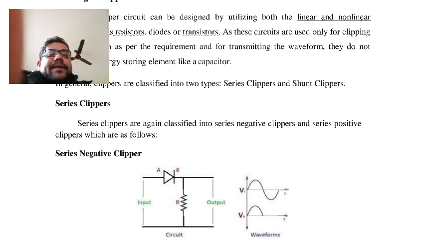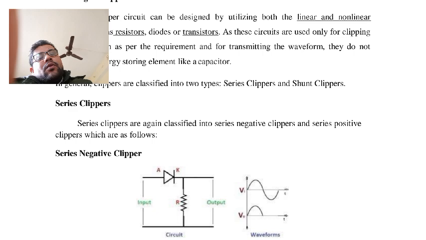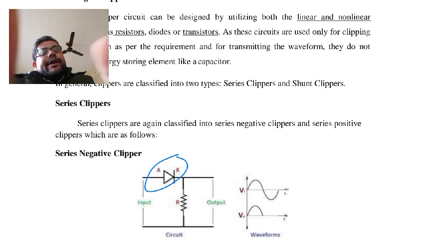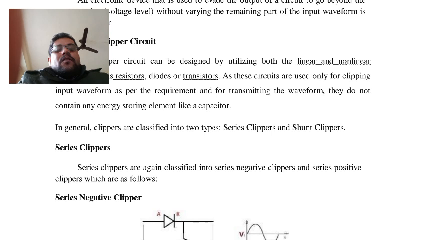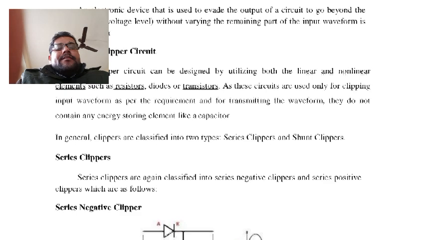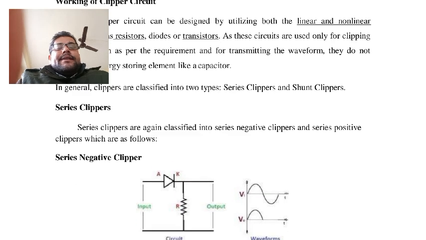Suppose this is the clamper circuit. It contains only one diode and one resistance. It doesn't contain any inductors or capacitors. We should know that such a circuit should not contain any storing element like an inductor or capacitor. In general, they lack inductors and capacitors.